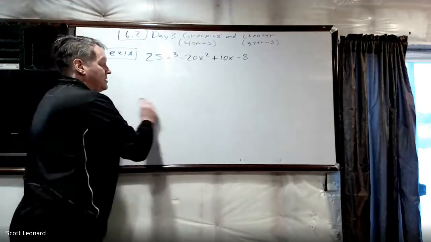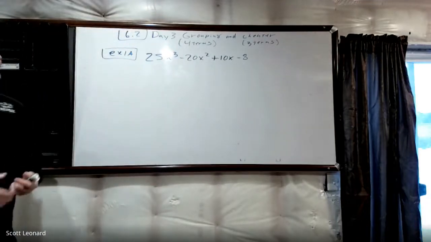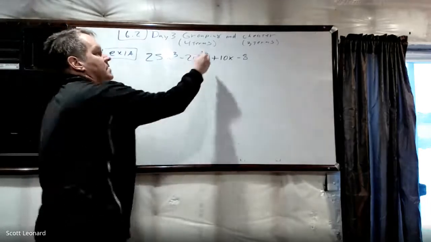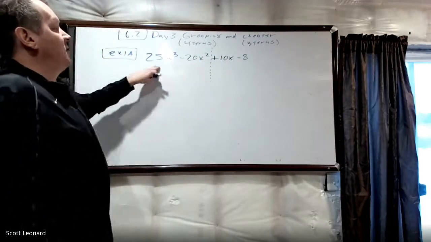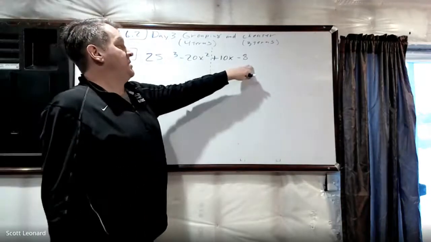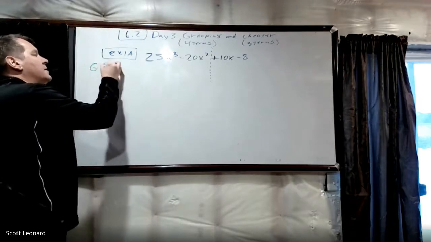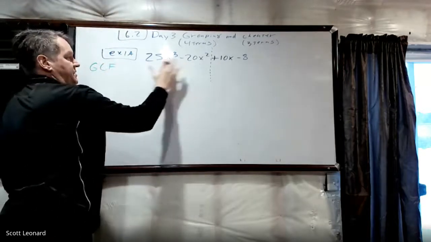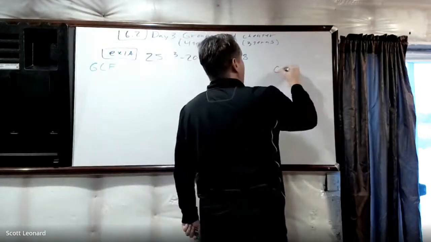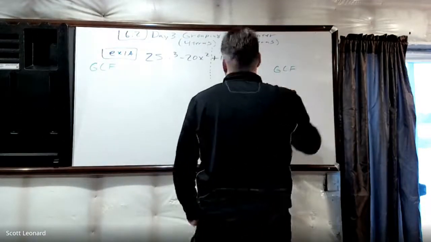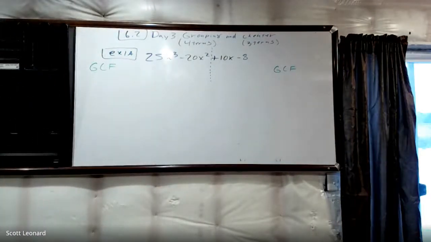What the grouping method says is, cut your problem in half, split it right here, and do the GCF of the first 2 terms, and do the GCF of the last 2 terms. So see if you can find out what the GCF is of these 2, and see if you can find the GCF of the last 2 terms. Go ahead and look for those while I take attendance.